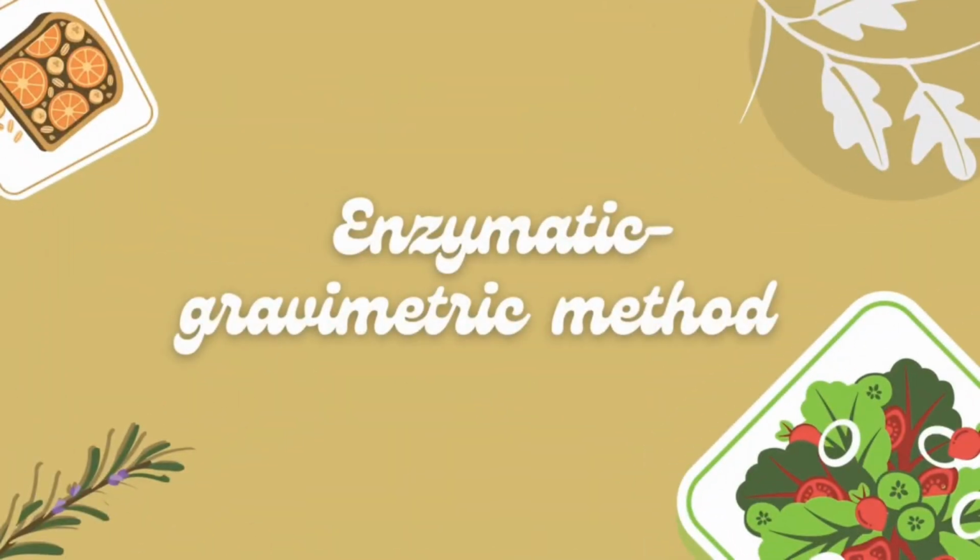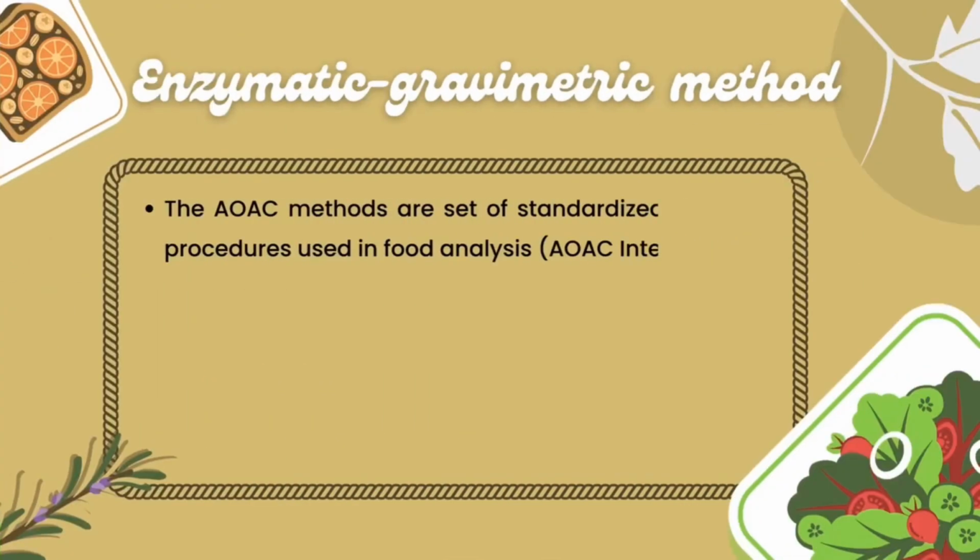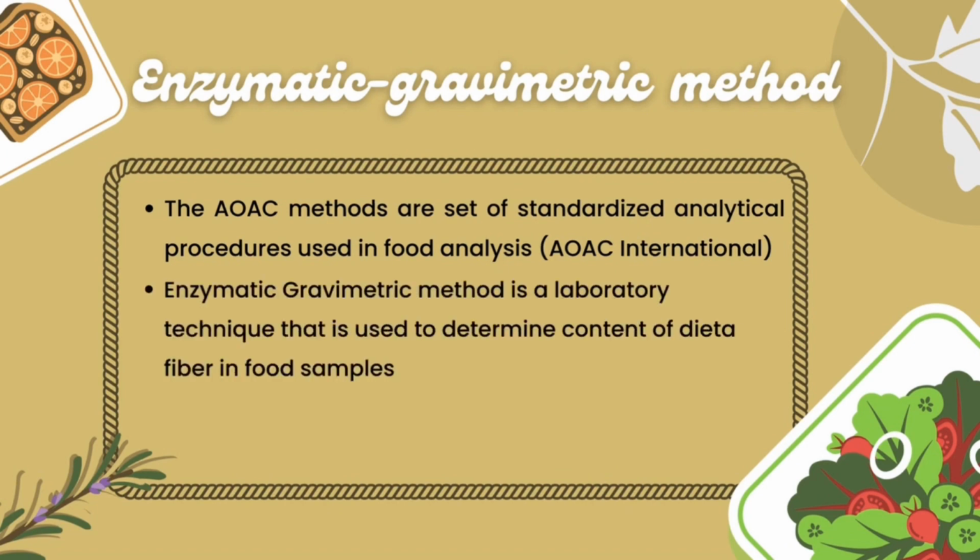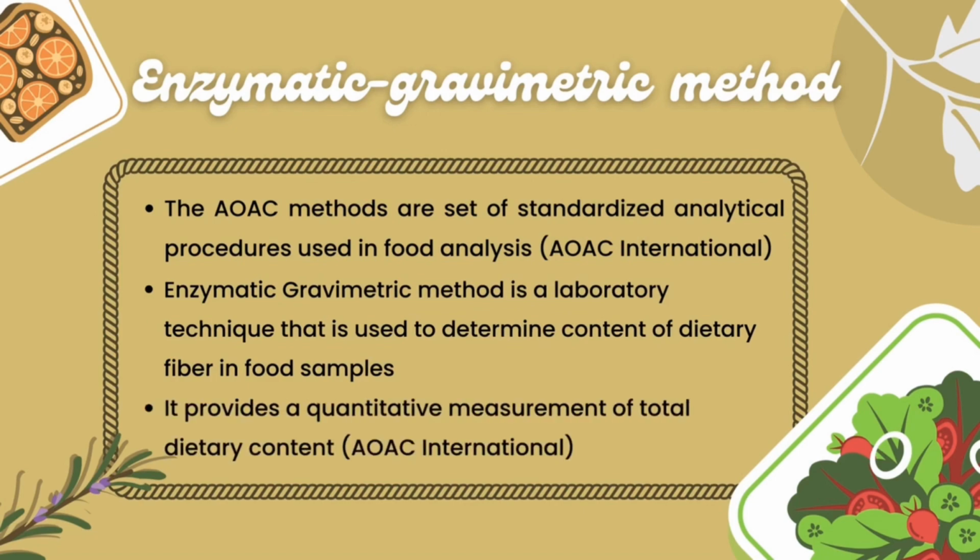Next, the enzymatic gravimetric method. The AOAC methods are a set of standardized analytical procedures used in food analysis. The enzymatic gravimetric method is a laboratory technique that is used to determine the content of dietary fiber in food samples. It provides a quantitative measurement of total dietary fiber content.